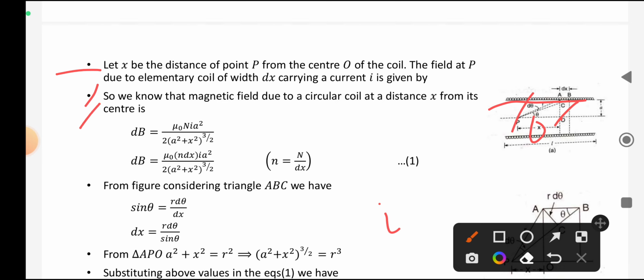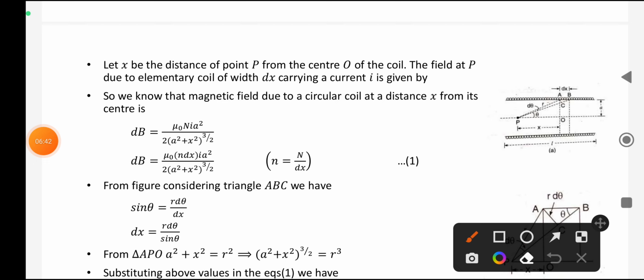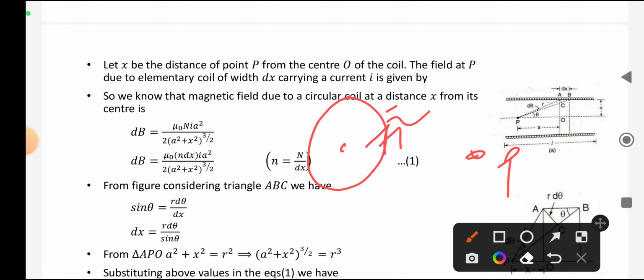We know the magnetic field due to a circular coil at a distance x from its center. No video has been done on it, but please listen. A circular coil is taken, which we already have in textbooks. Let there be a point P, and a current I is flowing through this circular coil. Let point P be at a distance x from the center.